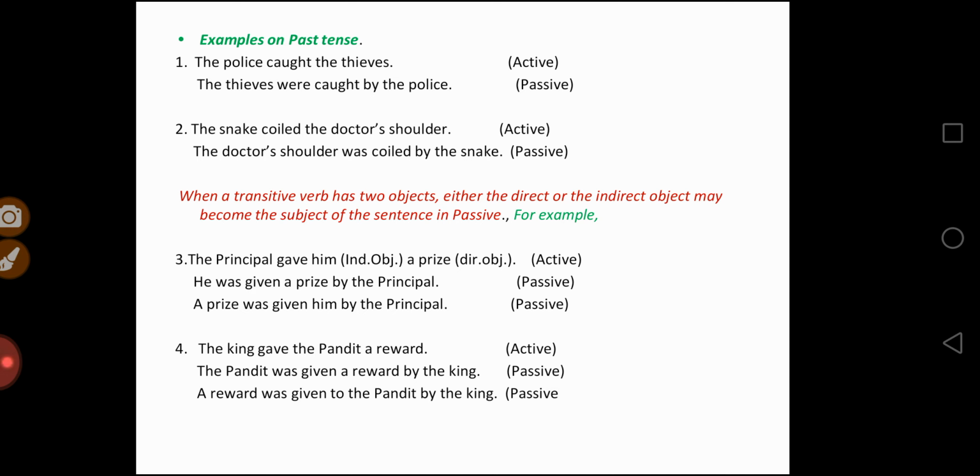One more example. The king gave the pandit a reward. The pandit was given a reward by the king. A reward was given to the pandit by the king.